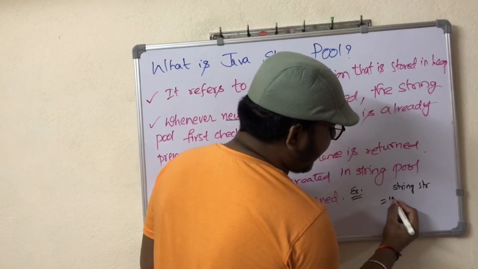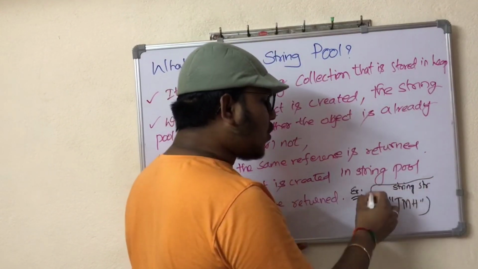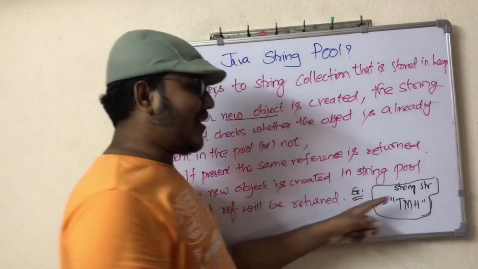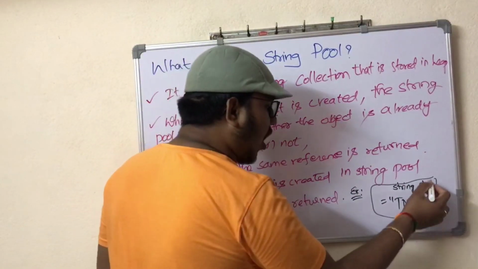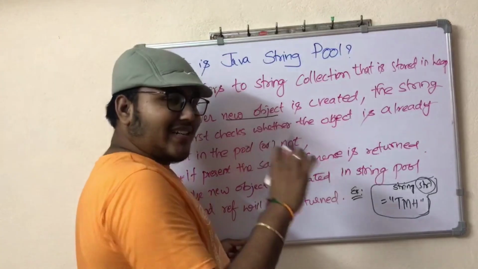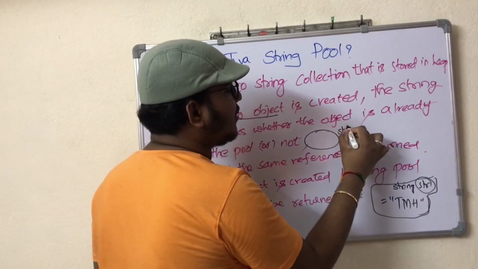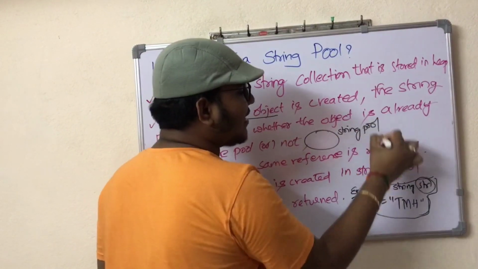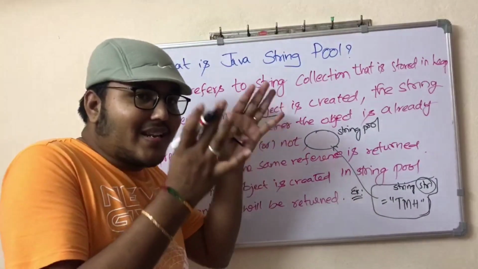Let's say the string is str, namely "tmh". If I want to create this string str, then first I will check whether this string object "tmh" is available in the string pool or not. This is the string pool memory. First I will check whether this is available in the string pool, the string collection.